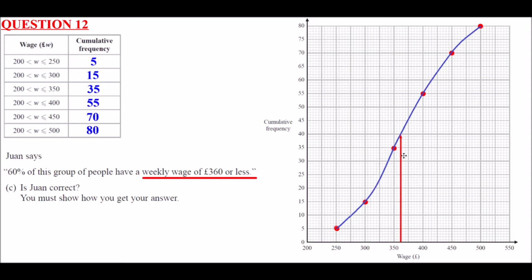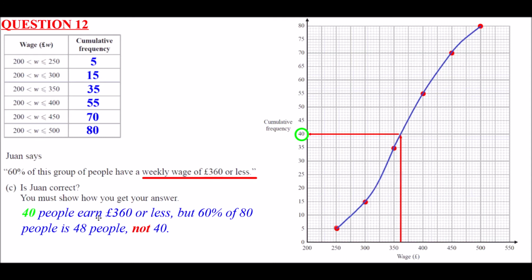So reading up to the curve, we get to that point. Once we get to that point, we can read across and find out what numbered person we have. And this here, as you can see, gives us 40 people. So that means that 40 people and fewer, up to 40 people, earn £360 or less. So 40 people earn this amount or less, is what this tells us from the curve.